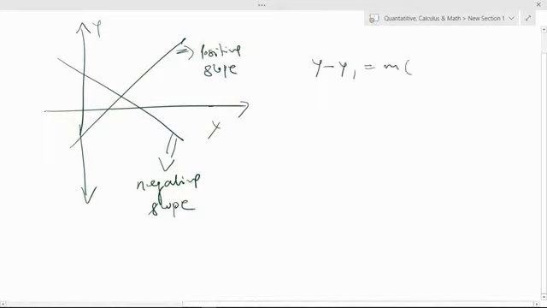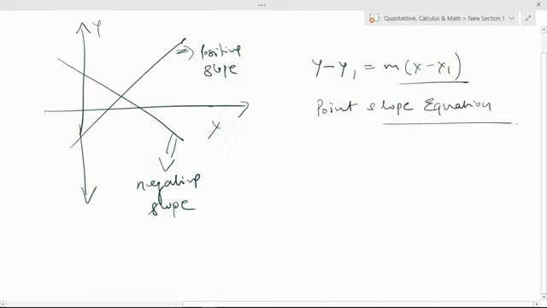Now when we look at a point slope equation, let's take any point. So y minus y1 is equal to m times x minus x1, where m is nothing but the slope of the line, which we looked at in the previous example, and how to calculate it. So we call this the point slope equation.